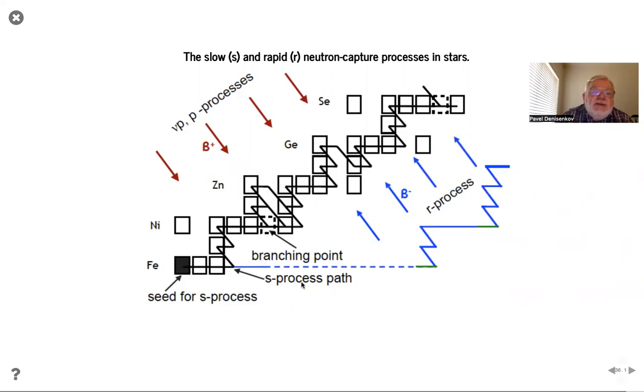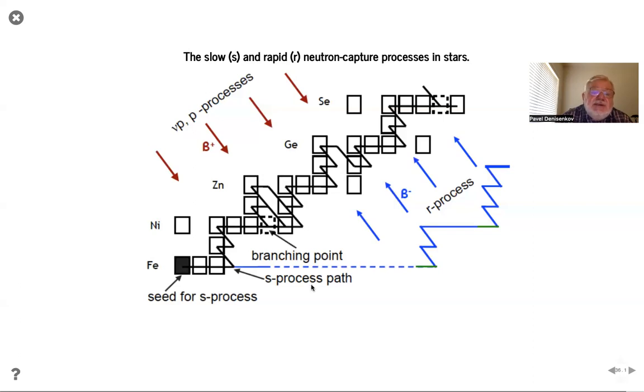The s process occurs when neutron density is relatively low: 10 to the 7 up to 10 to the 10 neutrons per cubic centimeter. So therefore, neutron density is not high enough for unstable nuclei to experience further neutron capture. So therefore, the s process goes along the right boundary of the valley of stability.